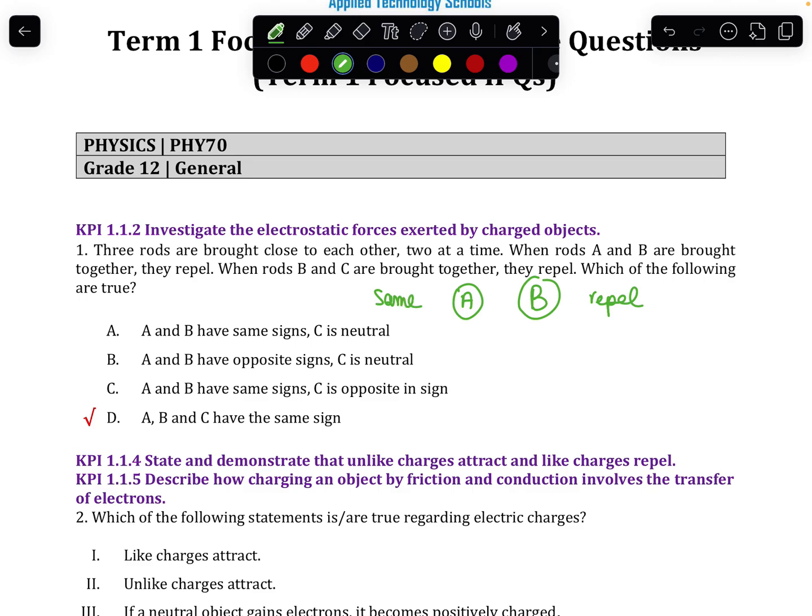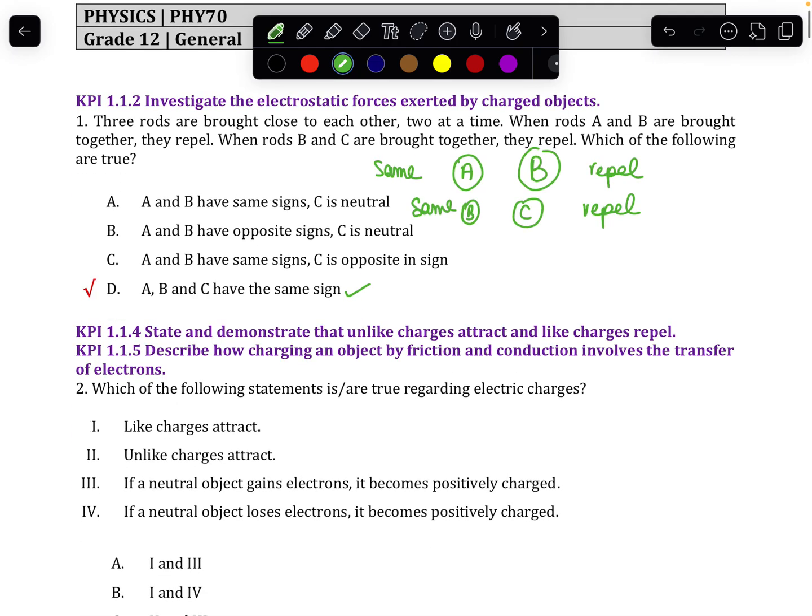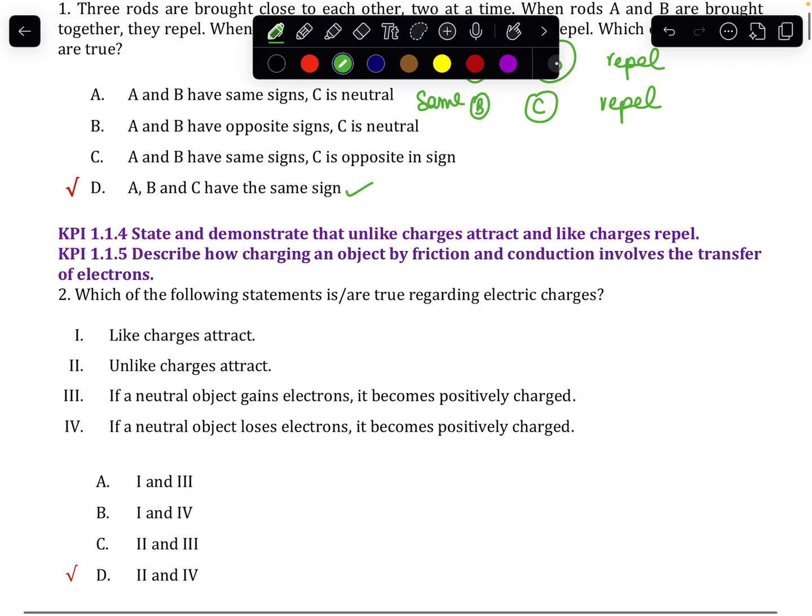B and C, they also are repelling each other, so they should also have the same sign. So A, B and C all have the same sign. Here, state and demonstrate that unlike charges attract and like charges repel. Which of the following statements is true about electric charges? Like charges attract, false. Unlike charges attract, yes.